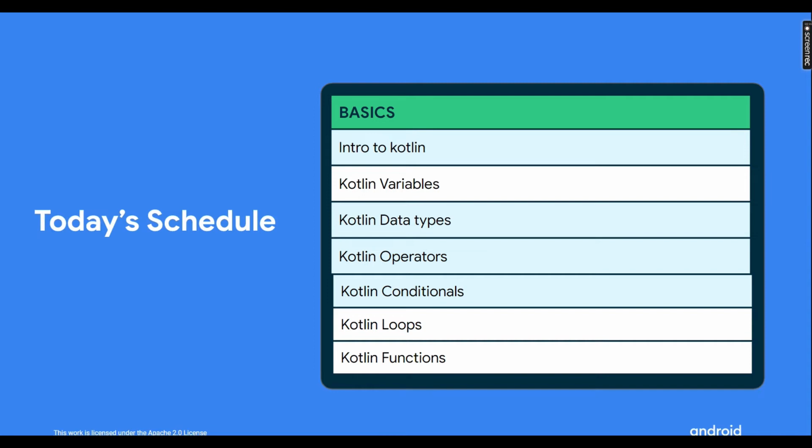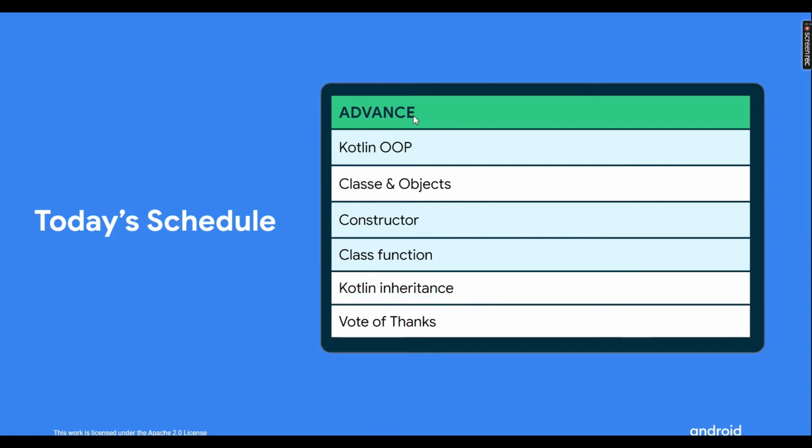So this is our today's schedule. We will be learning about Kotlin language. I have divided this lecture into two parts. The first one will be the basic section and the other will be the advanced section. Under the basic section, we'll be learning about intro to Kotlin, Kotlin variables, Kotlin data types, Kotlin operators, Kotlin conditionals, Kotlin loops, and then Kotlin functions. And then in the advanced section, we'll be learning about object-oriented programming in Kotlin. Then we will learn about classes and objects, constructor, class functions, Kotlin inheritance.